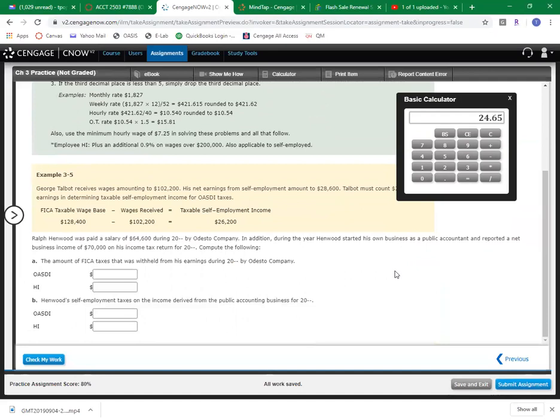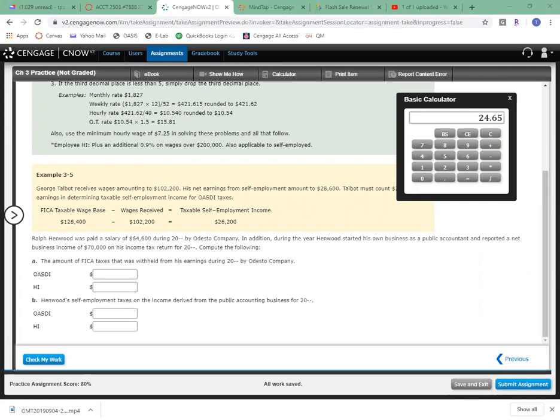So here we're looking at, he has a job where he's an employee, and so he's going to be taxed at the general 6.2%, 1.45%. And now we have his self-employment where he is going to be taxed double those rates. So we need to make sure and put in the correct tax amounts. Again, the first thing is to calculate what is the actual taxable income in these two situations. It wants to know the amount of FICA taxes that were withheld from his earnings by Odesto Company. So we're just looking at Odesto Company first.